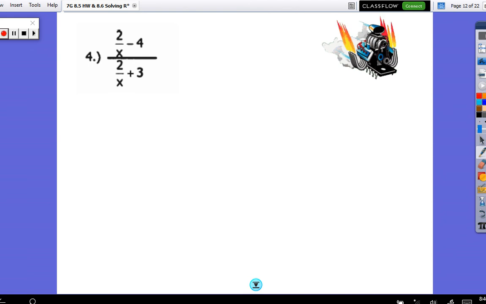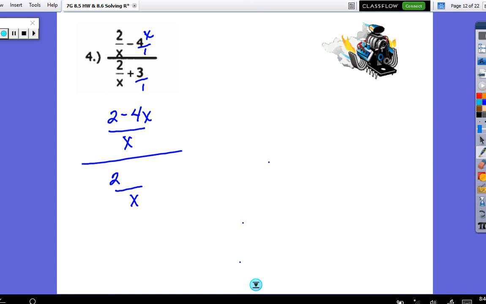All right, common denominator on the top, common denominator on the bottom. Think about this as being over 1, like that. For my numerator, my common denominator is x. So I don't need anything with the 2, but the 4 needs an x, so minus 4x. On the bottom, still a common denominator of x. My 2 doesn't need anything, but my 3 needs an x. Now I can flip and multiply.